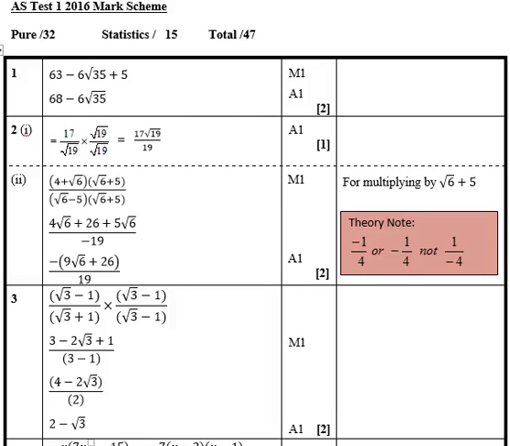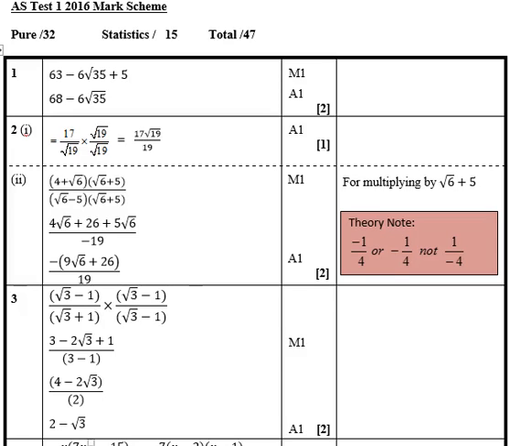Question 2, part 2. You get the first mark by using the conjugate, square root 6 plus 5 over square root 6 plus 5. The second mark is for the multiplying, simplifying. Notice that for that last mark, you must have the negative sign in front of the fraction or on top of the fraction. See my theory note out to the right? You can't have a negative sign on the denominator.